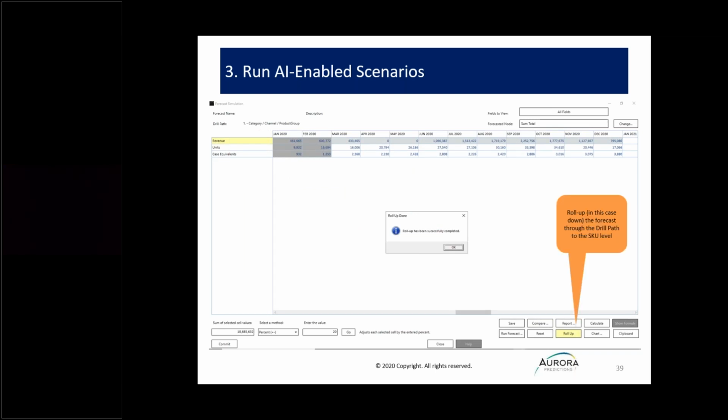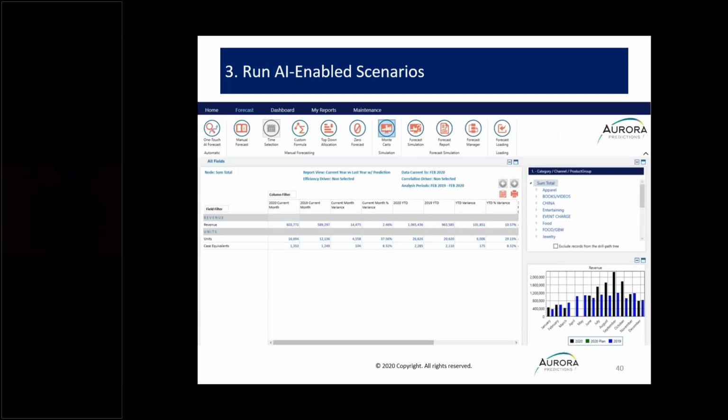And then we're going to go ahead. We're going to roll this up. In other words, really in our case, we're going to roll it down. We're going to do this across all our departments, all our channels, all our product groups, all our SKUs. And then we're going to commit this to the database. And now you can see in our chart that we've changed our forecast.